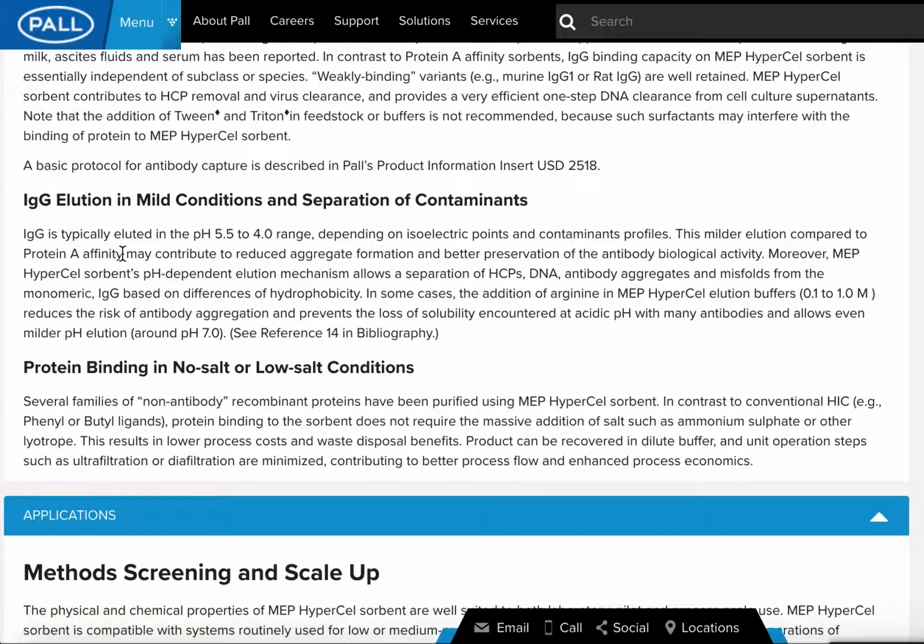IgG is typically eluted in the pH 5.5 to 4.0 range, and that's true.